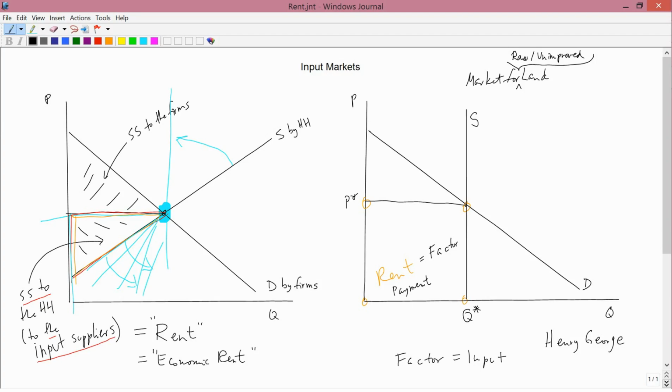Another thing I wanted to mention is what is the nature of the demand curve in these input markets. So we have demand by firms here.